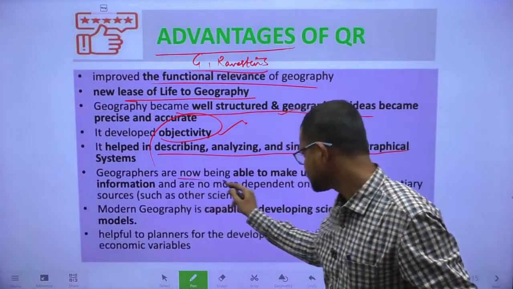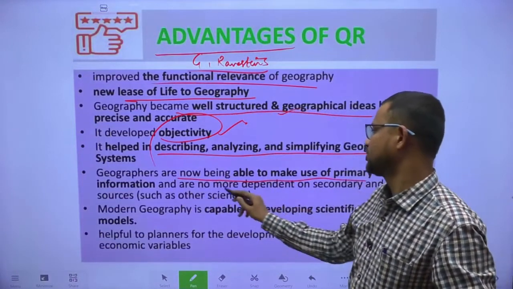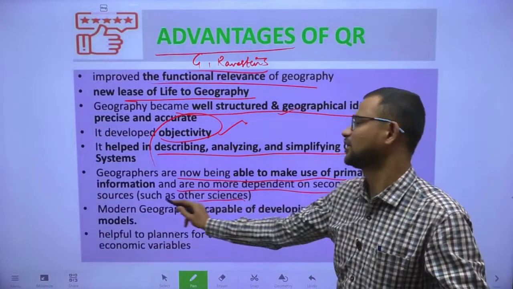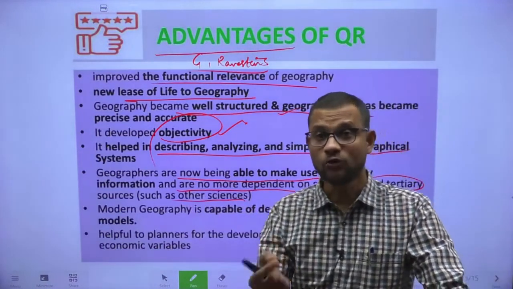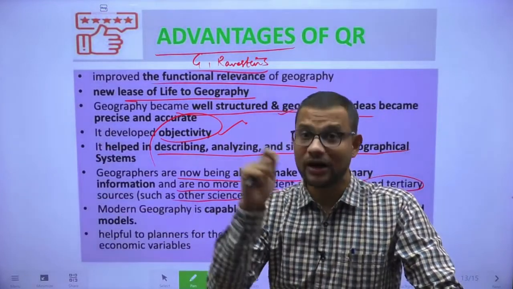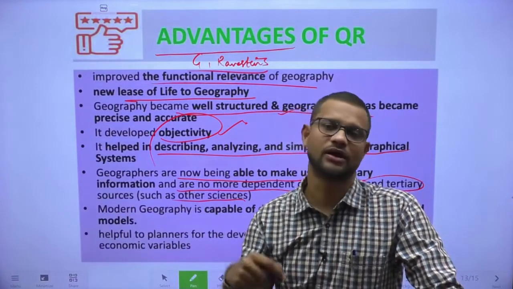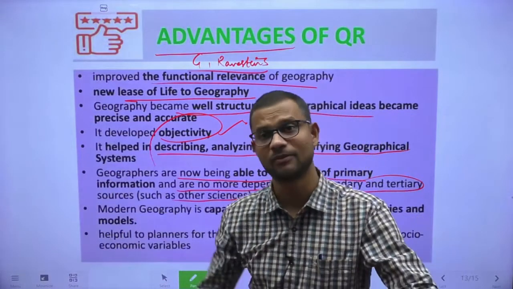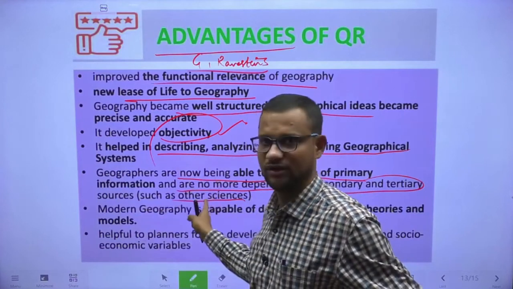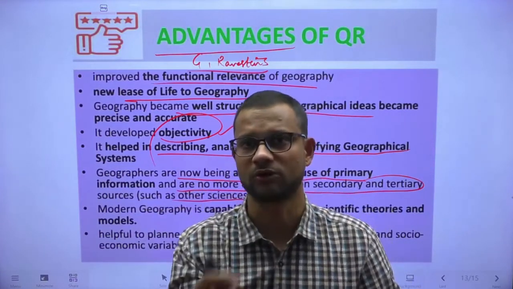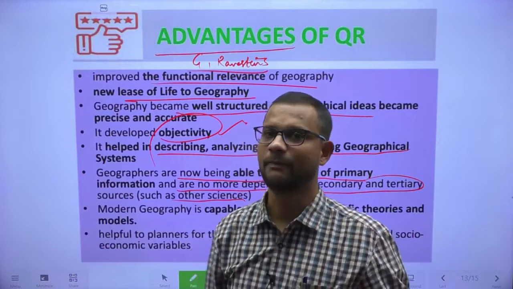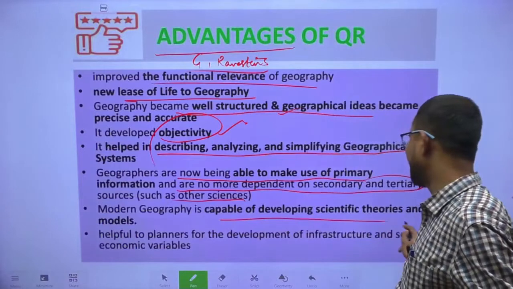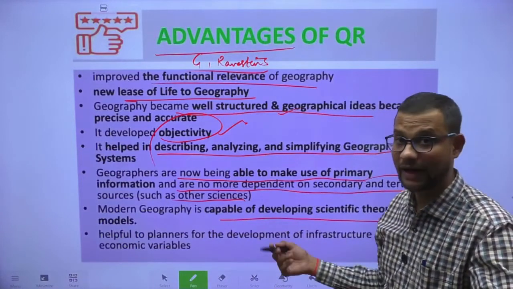Then and now, being able to use primary information, geography is no more dependent on secondary and tertiary sources such as other sciences. Geography has its own subject matter, its own understanding to deal with the problem. As I told you, geography was earlier routing the solution to the problem by indirect means, right? Now geography is taking an active role to solve the problems of society, and that is the benefit that the quantitative revolution offered. Then models capable of developing scientific theories and models, yes, so it was appealing on that count.